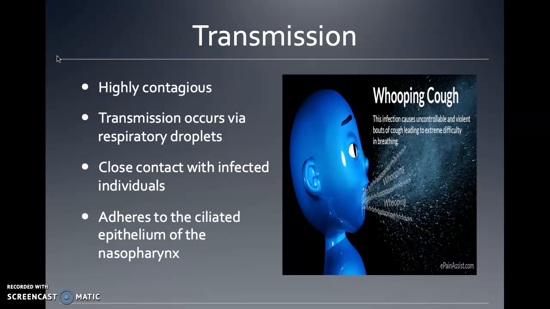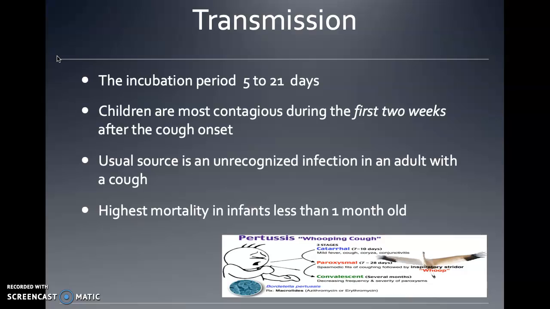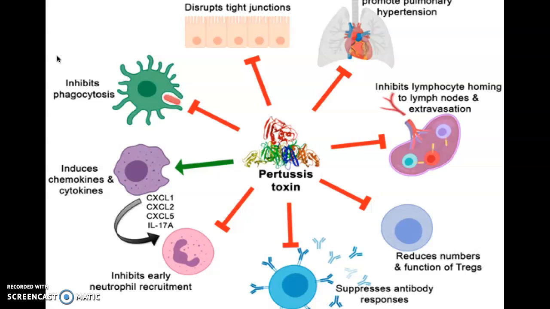Pertussis is generally transmitted from person to person via respiratory droplets, but direct contact with the respiratory secretions from an infected individual may also lead to this disease. The incubation period is 5 to 21 days. Children are more contagious during the first 2 weeks after the cough onset. Usually the source is an unrecognized infection in an adult with a cough. And high mortality is seen in infants less than 1 month old.